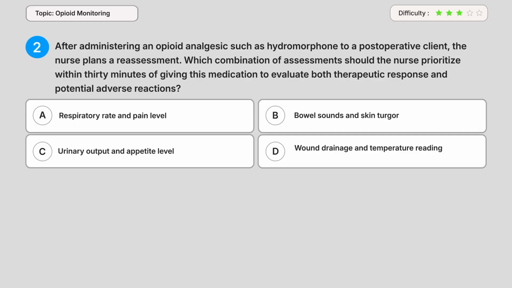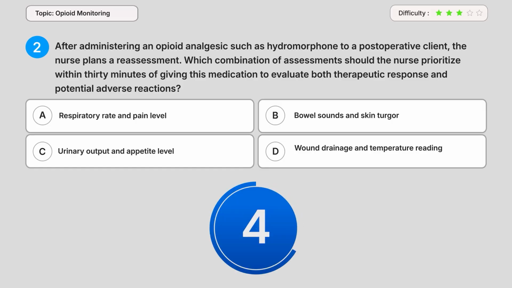A. Respiratory rate and pain level. B. Bowel sounds and skin turgor. C. Urinary output and appetite level. D. Wound drainage and temperature reading. Can you guess the answer?